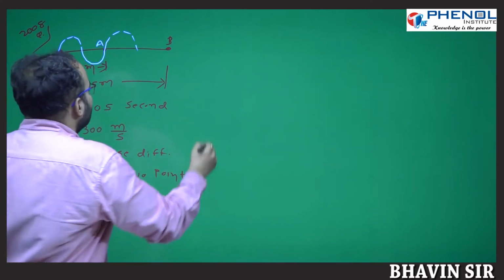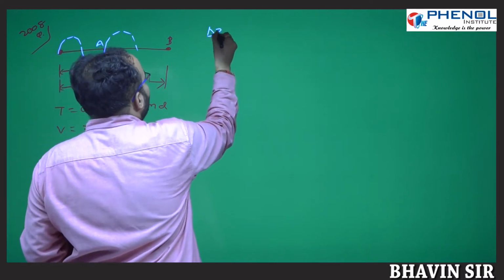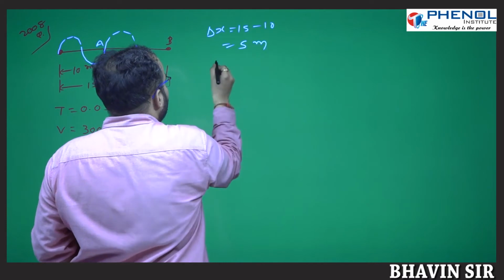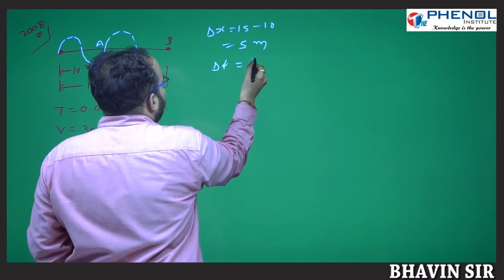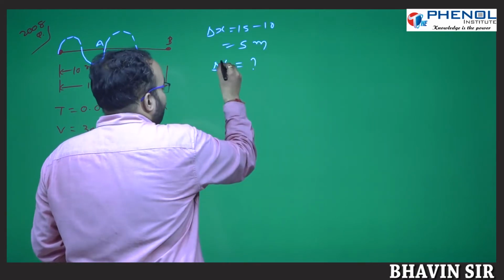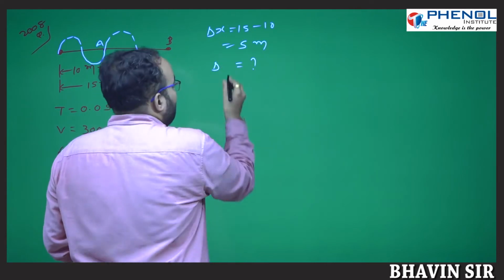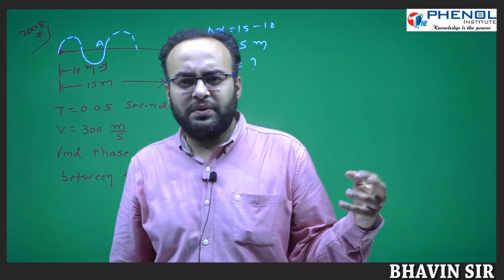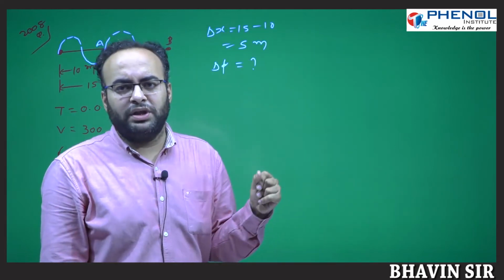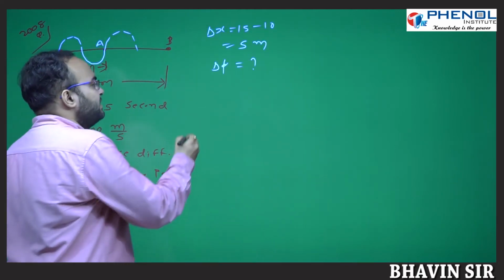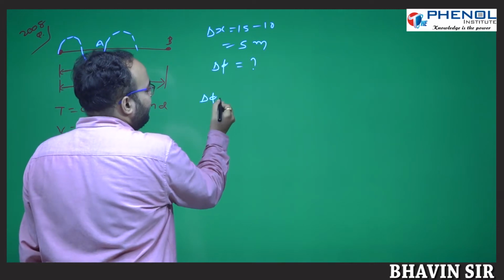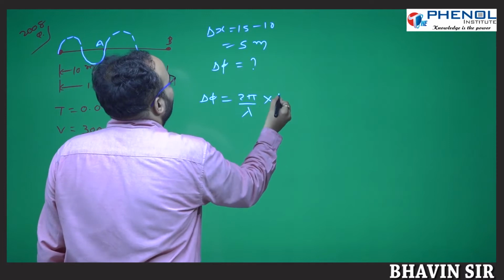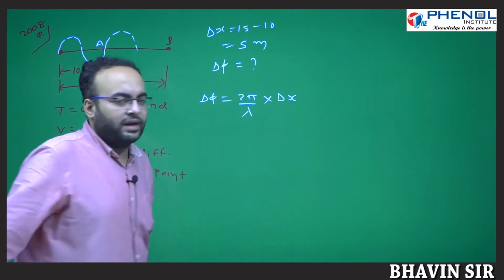Chalo, so now what is the distance between 2 points? Delta x is 15 minus 10, which is 5 meter, and we want to find the phase difference between 2 points. Chalo, so what is the formula for phase difference? Delta phi is equal to 2 pi by lambda into delta x.